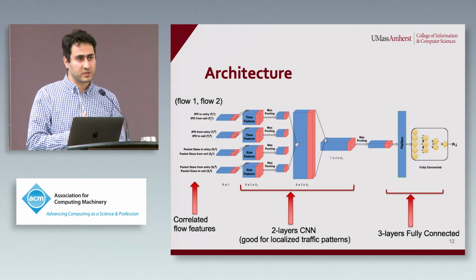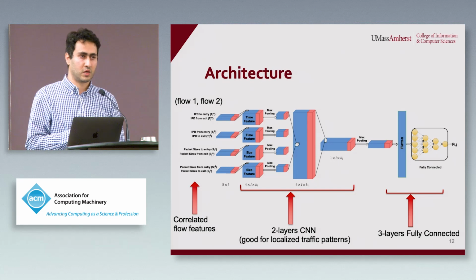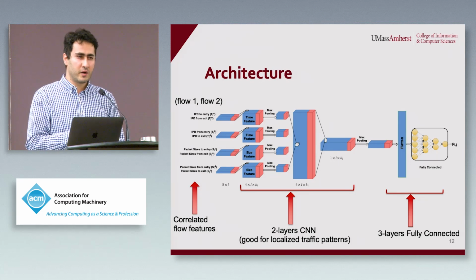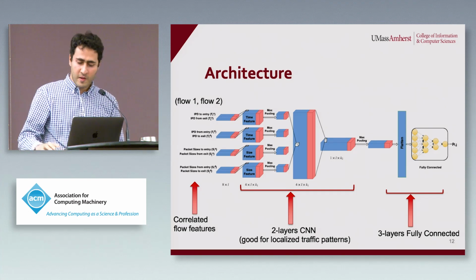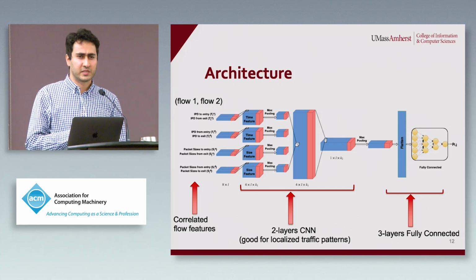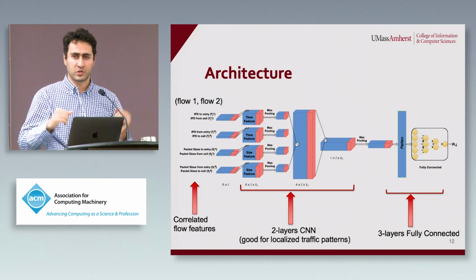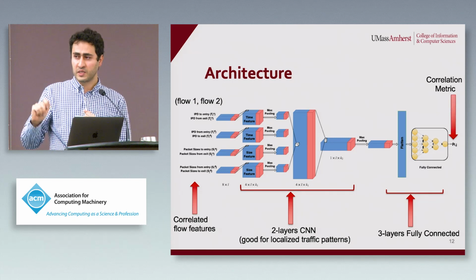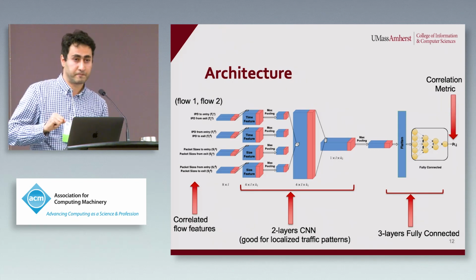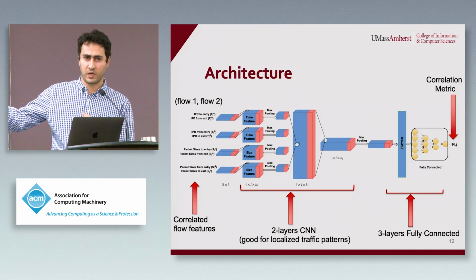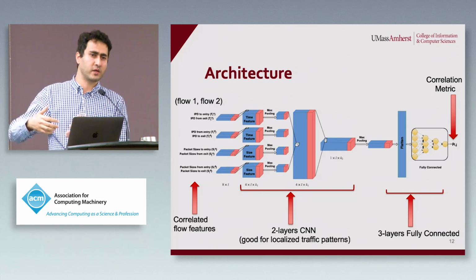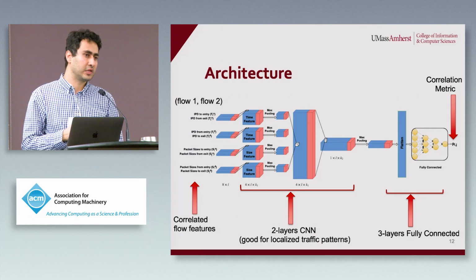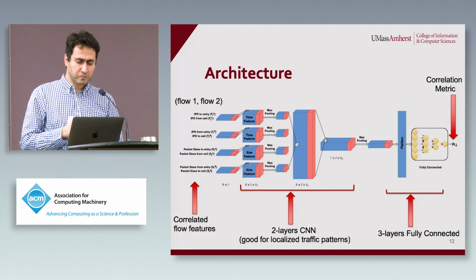Then we have a two-layer convolutional neural network, which we hope will capture the high-level features of noise in Tor. Eventually we use a fully connected network to combine all these features into a single metric. That single metric is what we use for deciding whether flow 1 and flow 2 are correlated. It's a normalized metric between 0 and 1. 1 says they're very likely to be correlated, and 0 says they're very likely to be non-correlated.